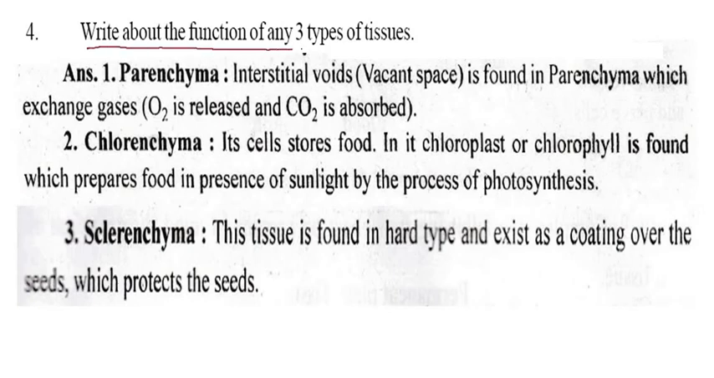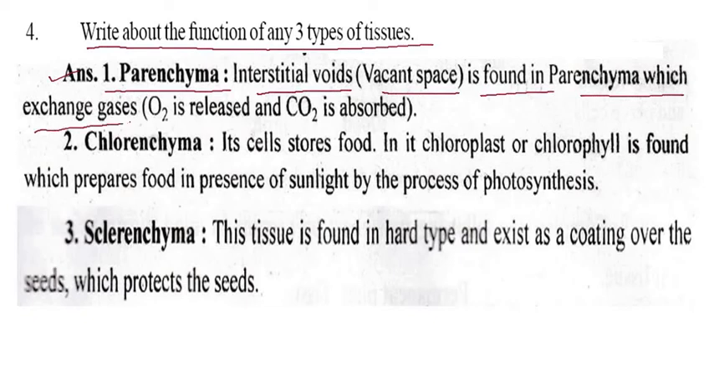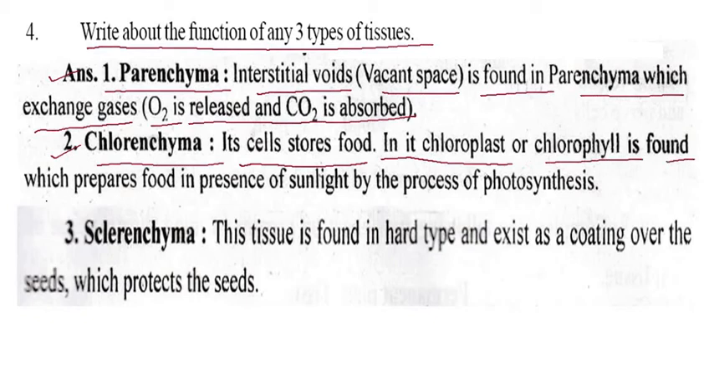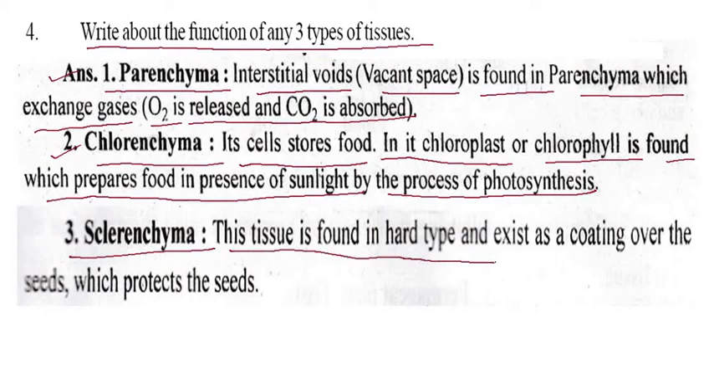Write about the function of any three types of tissue. So you can write the answer. First one, the parenchyma. Intercellular spaces, vacant space, are found in the parenchyma, which exchange gases: O2 is released and CO2 is absorbed. Now second one is the collenchyma. Its cells store food, and chloroplast and chlorophyll are found in it, which prepare food in the presence of sunlight by the process of photosynthesis. Third one is the sclerenchyma. This tissue is hard and exists as a coating over the seeds, which protects the seeds.